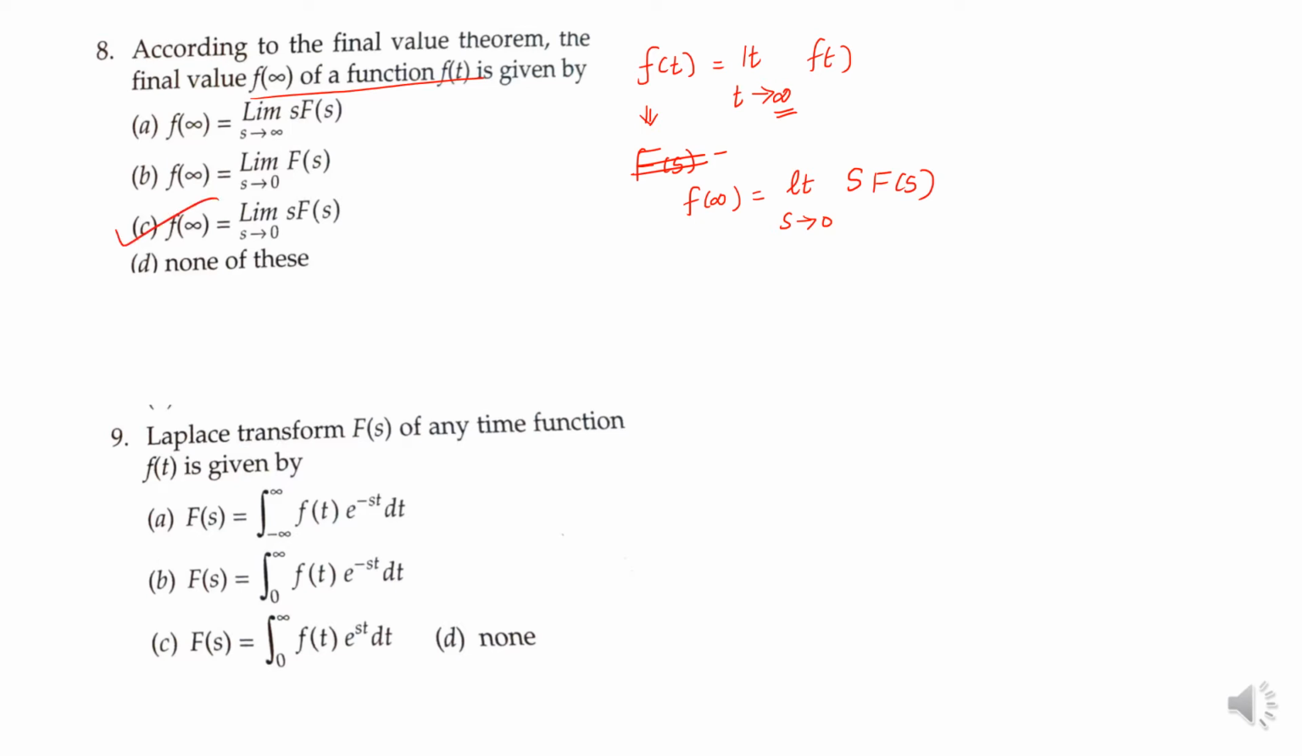Next problem. Laplace transformation F of s of any time function f of t is given by. Any time function that is given by one-sided Laplace transformation, F of s is integral from 0 to infinity f of t into e power minus st into dt. That is the correct answer.